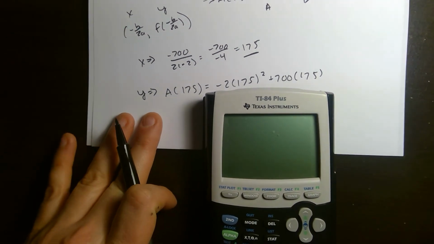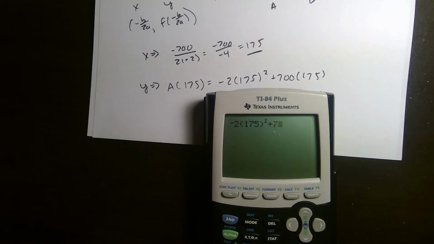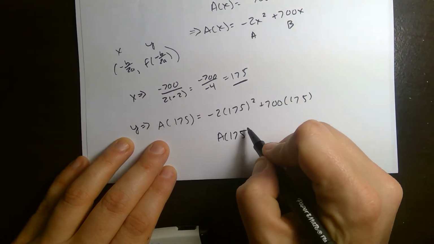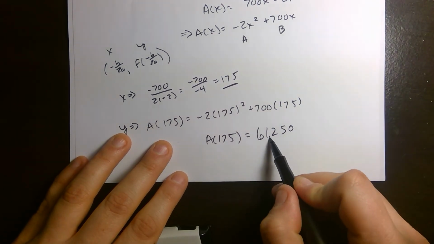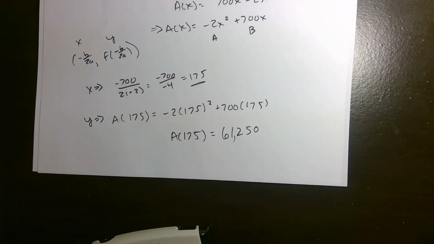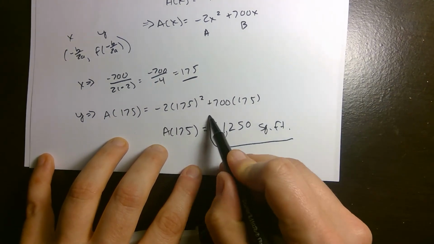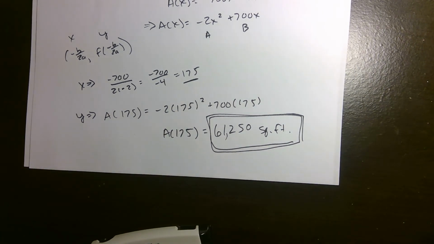So let me scoot this up some so we can see it. So you're going to do negative 2 times 175 squared plus 700 times 175. And you're going to hit enter and you're going to get a number. So you're going to get 61250. So you're going to put A of 175 equals 61250. And since we're talking about feet, we're going to put a comma in there, say it's 61,250, and we're going to put square feet. And this number is my maximum area, and I am totally done with this section of homework.